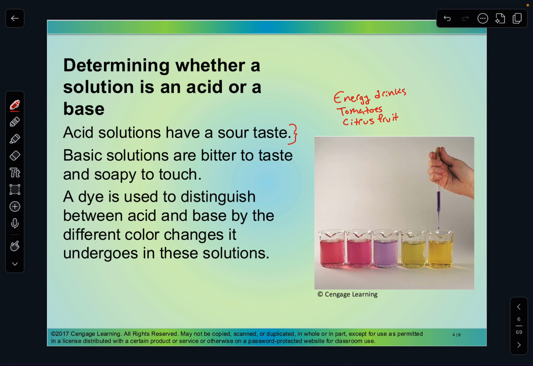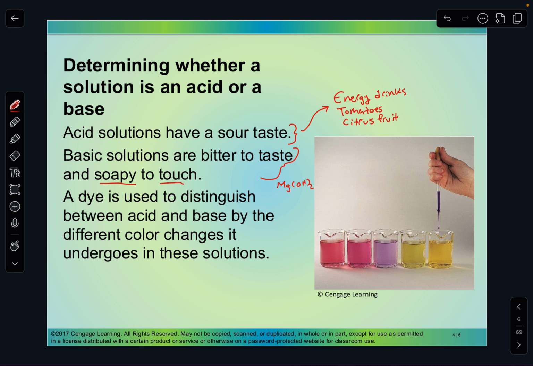And then we also have basic things. Basic things are going to have a bitter taste and be soapy to touch. So it's going to be something like milk of magnesia, if you've ever taken that, Mg(OH)2. That's going to be something that is basic. Milk is sometimes basic, but that's not very bitter. But soapy to touch is important. So probably you're going to feel a base rather than taste it.